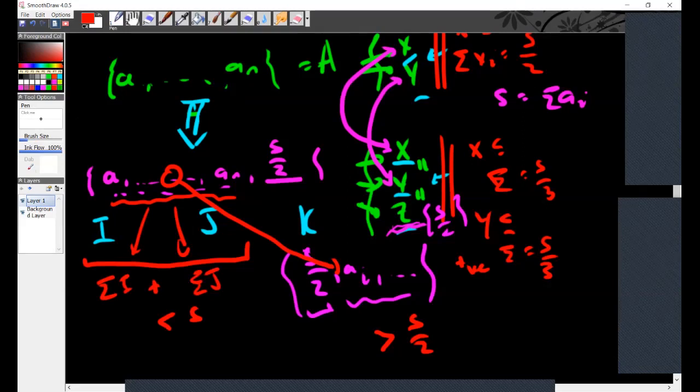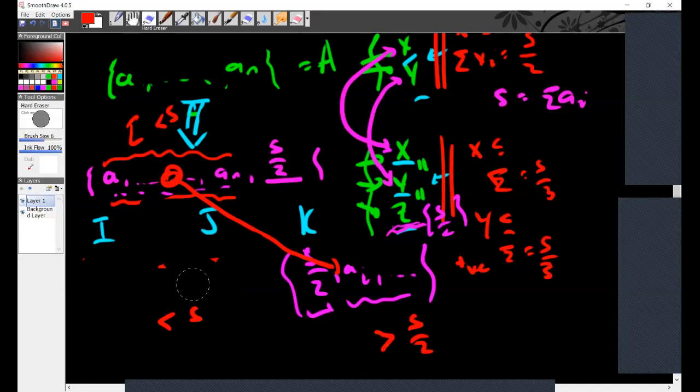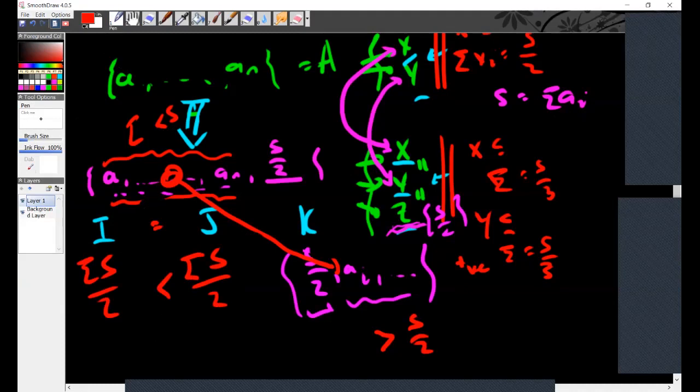Why? Because some of the items here were taken out. So you take all the remaining items, you add them together, and that's the same as adding these items. Adding all these items has to be less than S because some of them were taken away. So we know both of these sums are less than S, but we know these two have to be equal. Since adding the two together sums to something less than S, each set alone has to sum to something less than S/2.